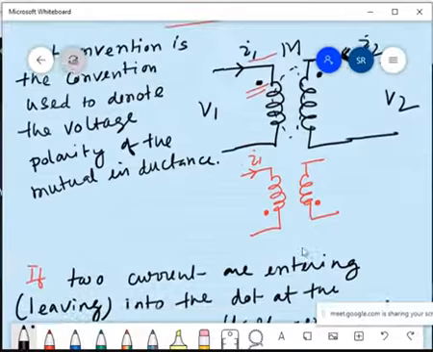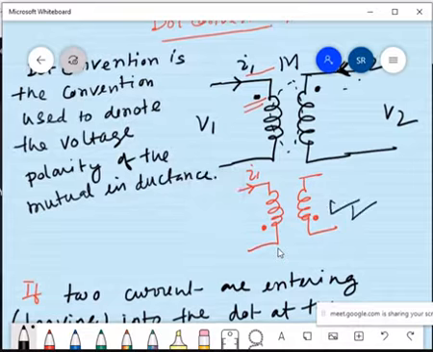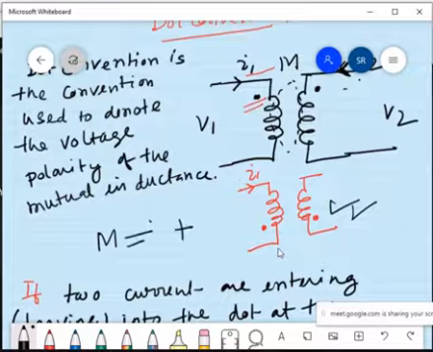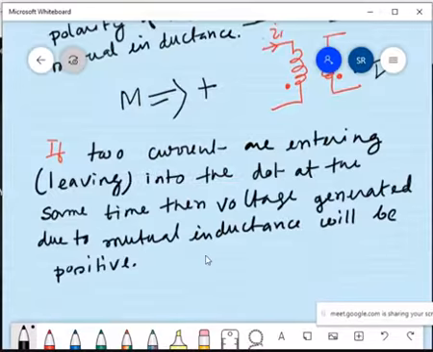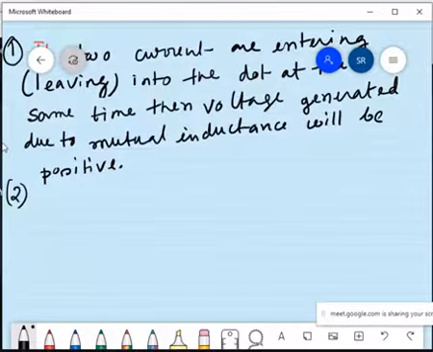You see this too? In both cases, current is entering at the dot, and current is leaving at the dot. So in that case, mutual inductance will be positive. This is 1 and this is 2. These two conventions are very, very important.